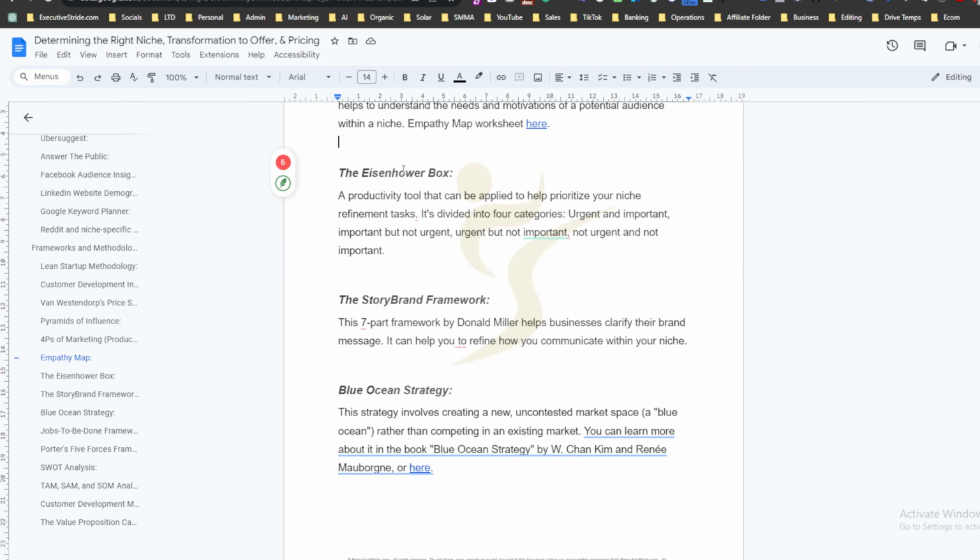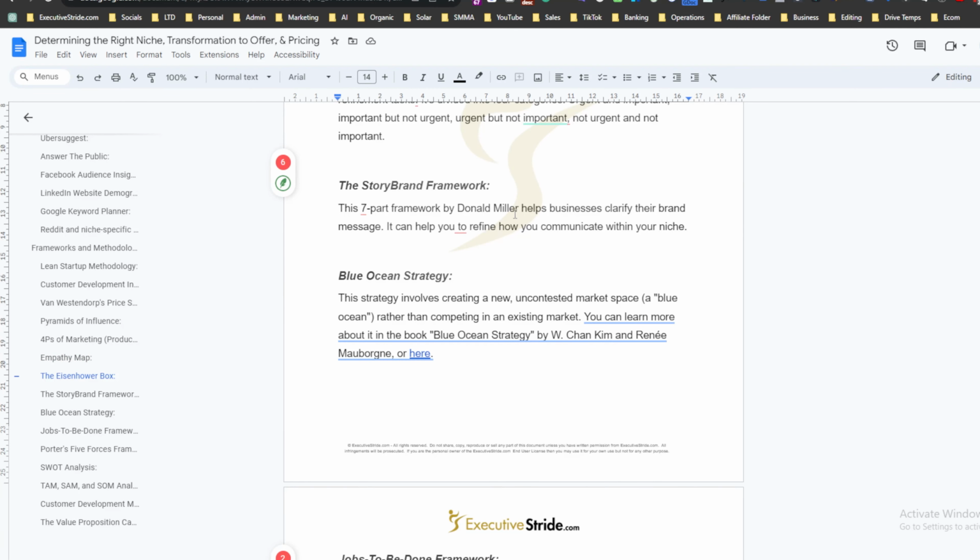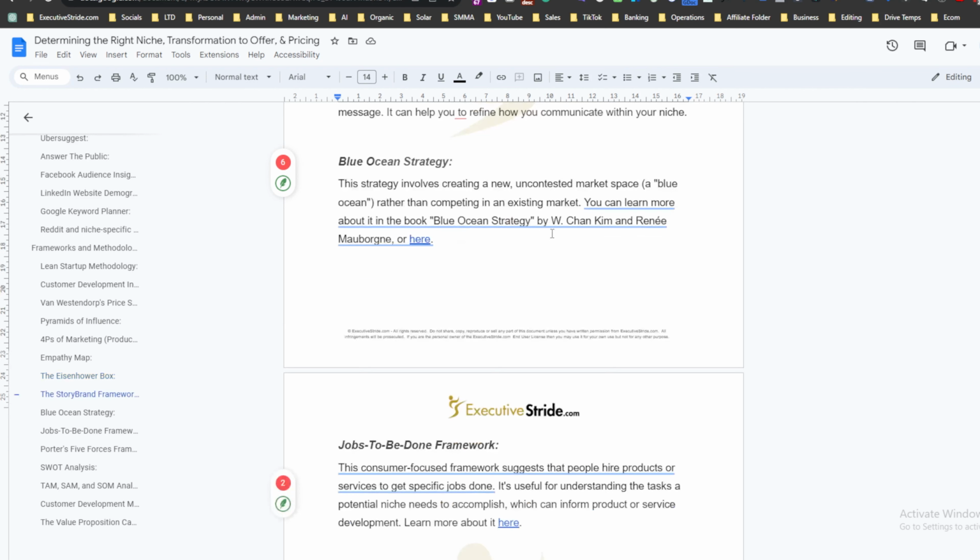The Eisenhower box, a productivity tool that can be applied to help prioritize your niche refinement tasks. It's divided into 4 categories: urgent and important, important but not urgent, urgent but not important, and not urgent and not important. The story brand framework, this 7-part framework by Donald Miller, helps businesses clarify their brand message. It can help you refine how you communicate within your niche.